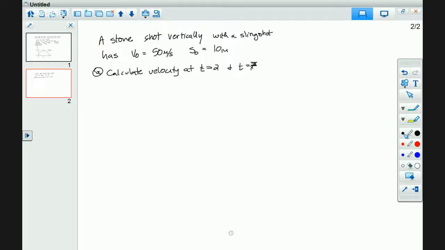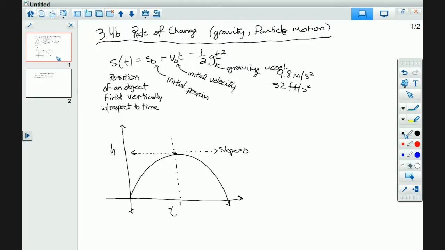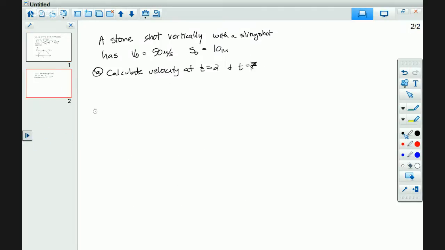We have to write the equation out now for position. That's all we have, right? We have the position function. S0 is 10. V0t. And then is that minus or plus? It's minus.